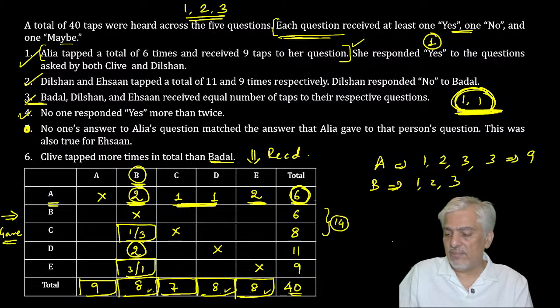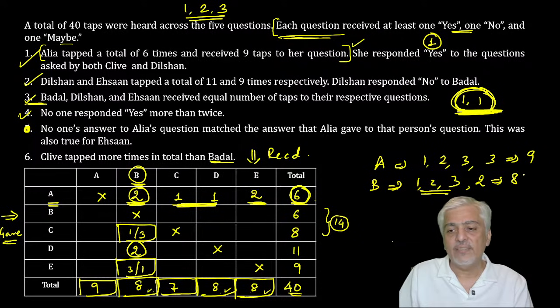Badal has to reach 8. 1 2 3 has to be there. So one extra 2, only then Badal will reach 8. Same way tell me for Clive, David and Ehsan.